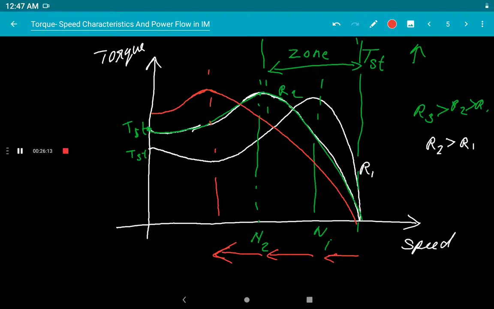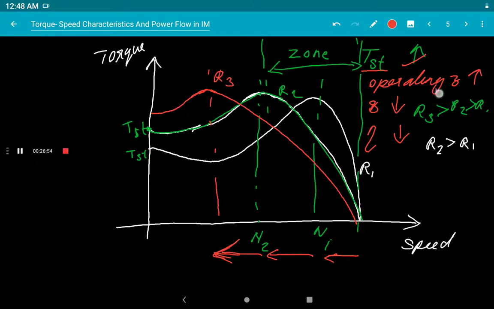So when we increase the resistance above a particular value, that will affect the motor operation. Okay. And also what happens? Operating zone increases, starting torque increases, speed decreases, and also the efficiency of the motor is affected due to this decrease in speed, so it also decreases. So when the rotor resistance increases, these are the advantages: starting torque can be increased, operating area can be increased, and the efficiency will be less.